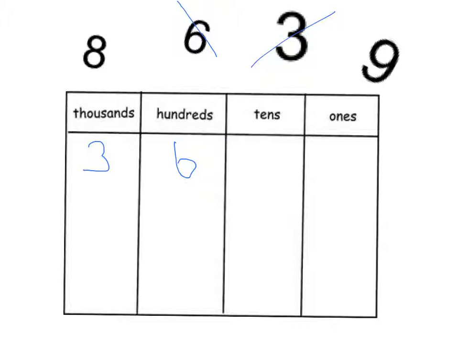Next smallest digit is 8. So we have 3,680. And the last one is 9. So 3,689 is the smallest 4-digit number that we could make out of those digits.